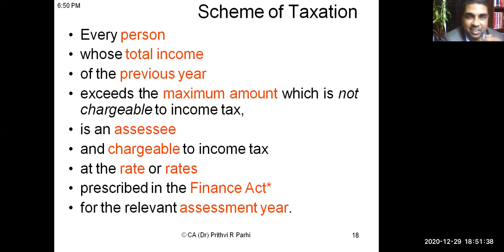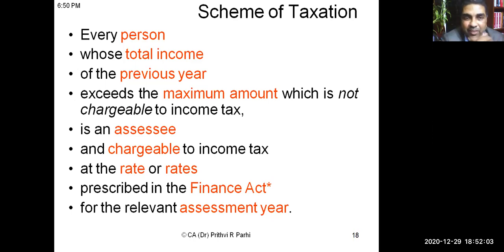Yes, sir. And at that time also you had underlined these words like person, total income, previous year, maximum amount, assessee, chargeable, rate or rates, Finance Act, assessment year. These are the terms which you have underlined. Is it done? If you are carrying your previous class note, you can find out. These are the points which you have already underlined.